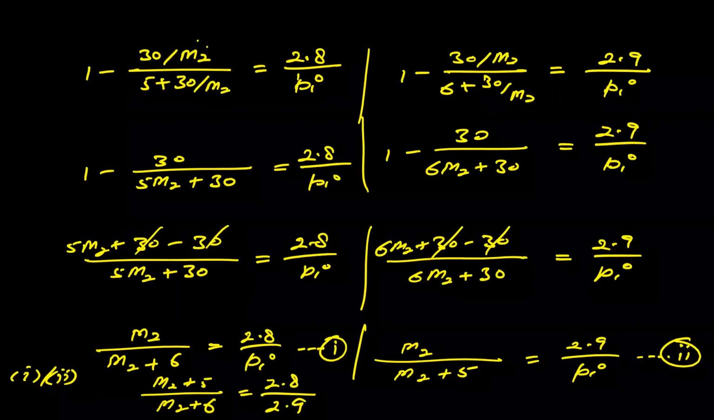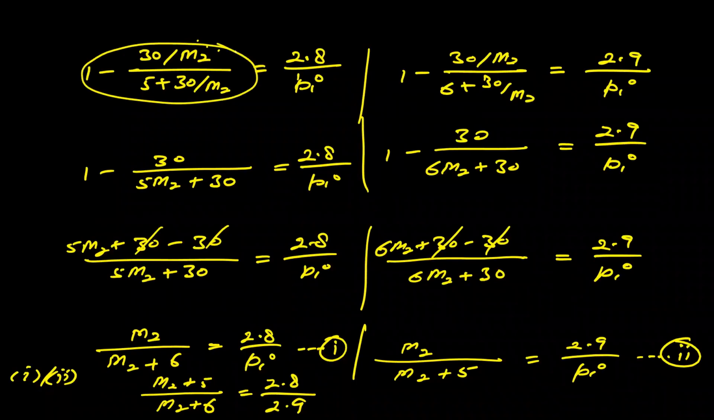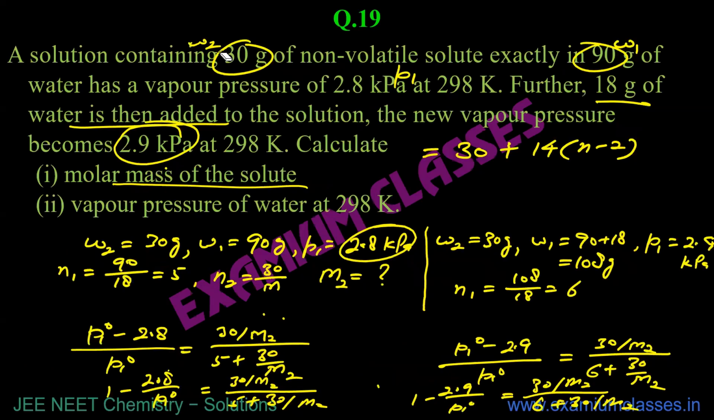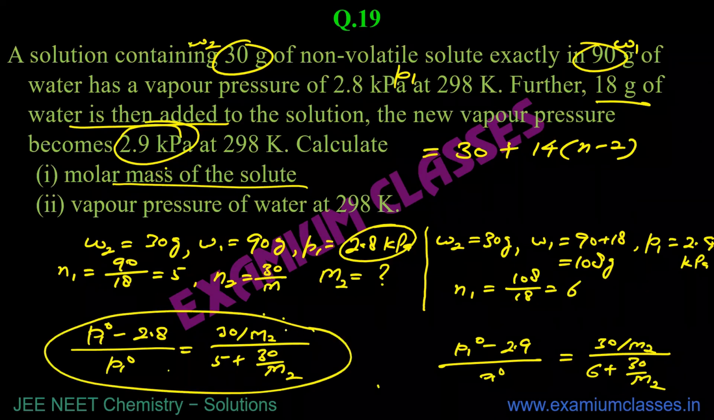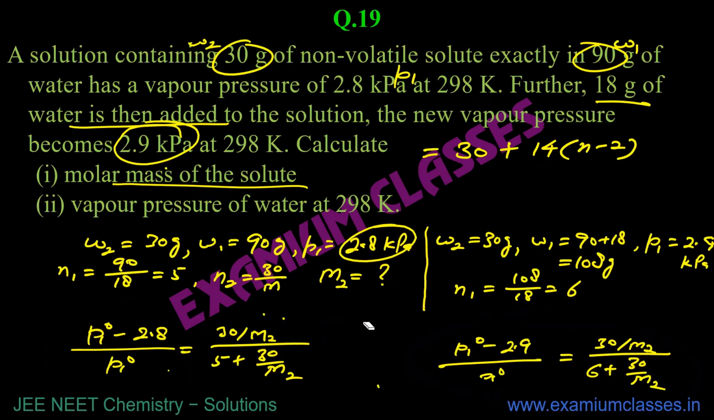Sir, can you explain the 1 minus 30 by M2 step once more? Are you talking about how I got this or simplification? Yes, sir. How you got this? Okay. So I'm just considering this one. I'm explaining again how I got it. My aim is to get M2 on one side and P1 on one side. The reason is very simple because at this moment here, if I divide this equation by this equation, then P1 naught and M2 will not get cancelled.